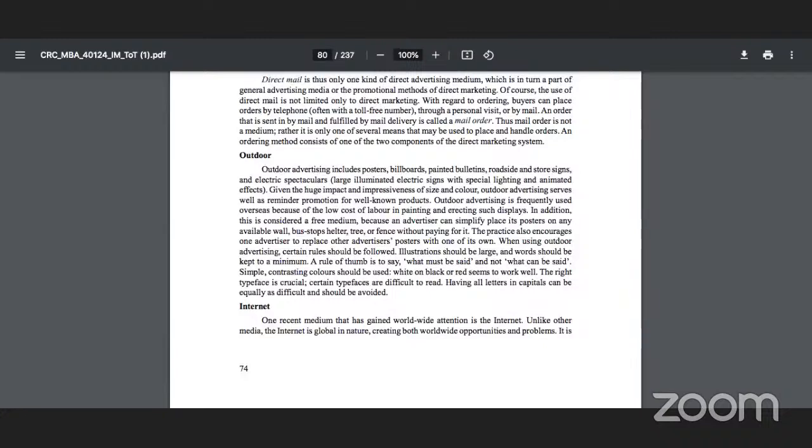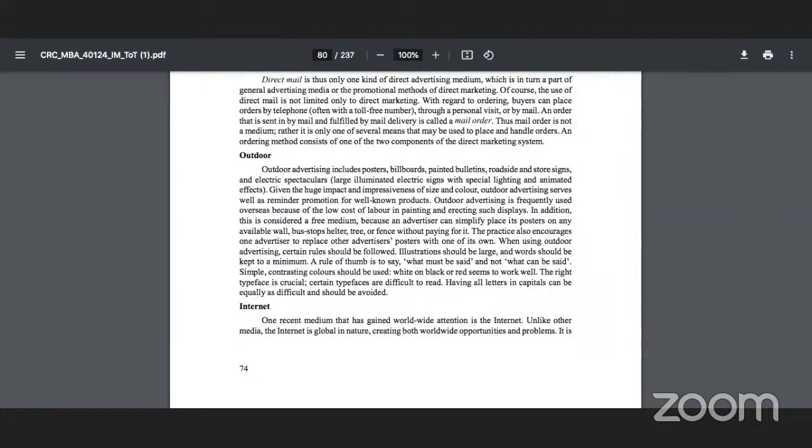Outdoor advertising is also frequently used overseas because of the low cost of labor in painting and erecting such displays. In addition to this, it is considered a free medium because an advertiser can simply place its posters on any available wall, the bus stop shelter, free of cost. The cost is only involved in terms of actually printing of the posters and its distribution and sticking, but they're not really buying any space to put up their posters. So the practice also encourages one advertiser to replace other advertisers' posters with one of their own.